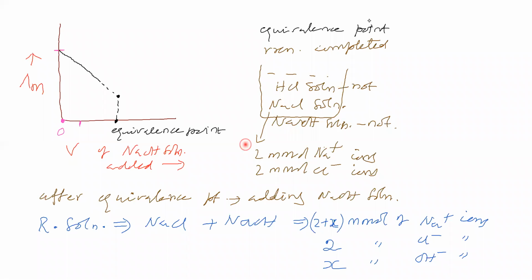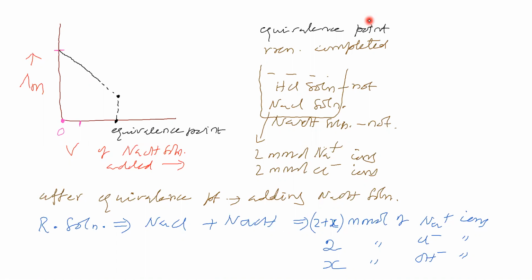In the NaCl, 2 millimoles of Na+ and 2 millimoles of Cl- ions are present. Then you are adding sodium hydroxide. The added sodium hydroxide is present as it is. It is not going for reaction since there is no HCl. So in this resultant solution, Na+ ions are 2 plus X: 2 from NaCl, X from sodium hydroxide. Cl- no change. OH- is X millimoles from sodium hydroxide.